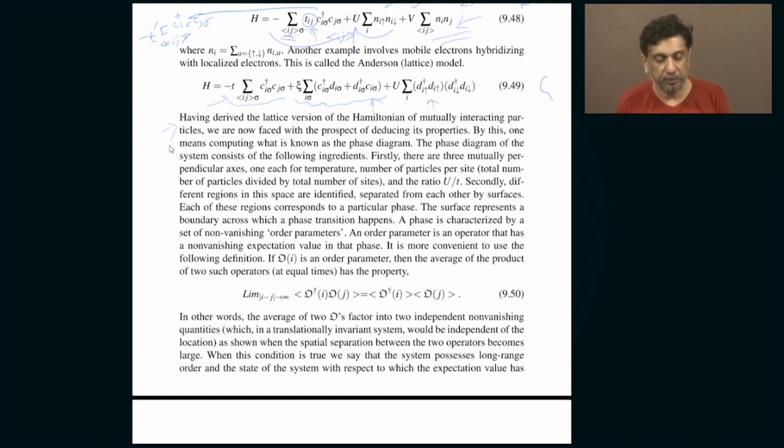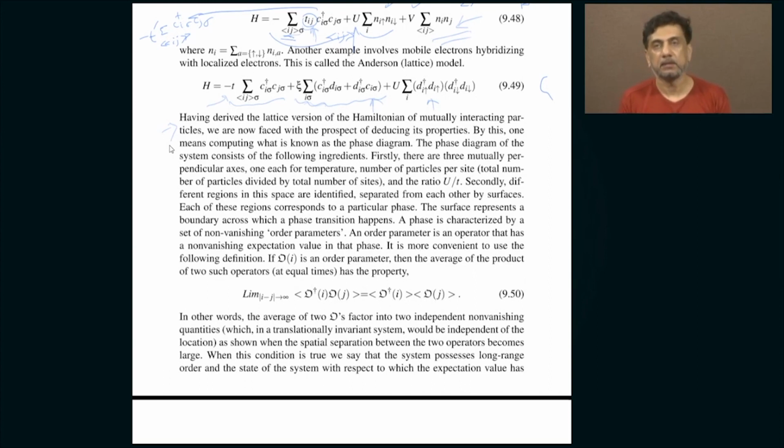Firstly, there are three mutually perpendicular axes, one each for temperature, number of particles per site, that means the total number of fermions, the total number of electrons divided by the total number of sites, and lastly the ratio U by T, which describes the relative strength of the Coulomb repulsion versus the hopping. So, basically it tells you whether kinetic energy is more important or potential energy is more important. So, U by T is basically the ratio of the potential versus kinetic energy. So, you see that the phase diagram consists firstly of three axes.